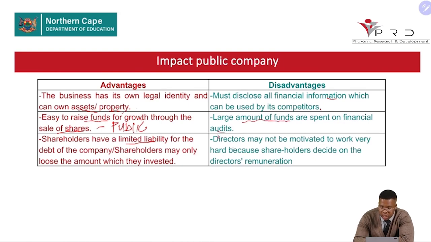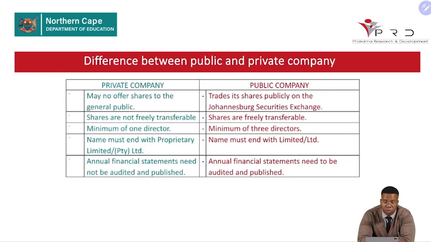And another one is that directors may not be motivated to work very hard because of the shareholders deciding on the director's remuneration. Then when we look into the difference between the private and a public company, the private company may not offer shares to the general public, whereas the public company trades its shares publicly on the Johannesburg Security Exchange. And then private company shares are not freely transferable there, but when you're looking into a public company, shares are freely transferable, meaning it can be sold to another individual.